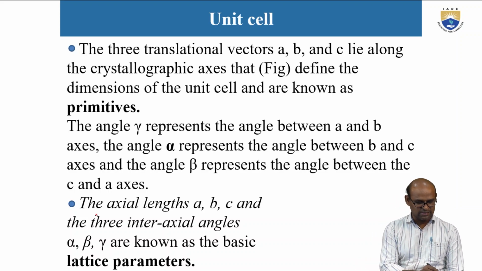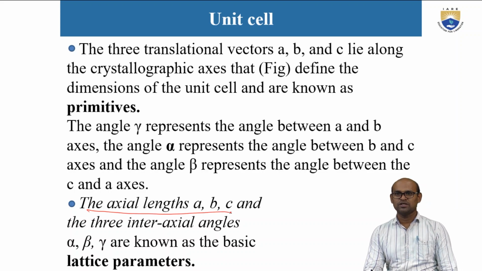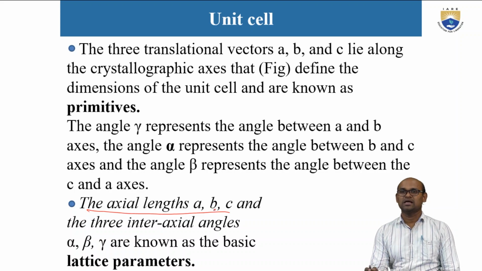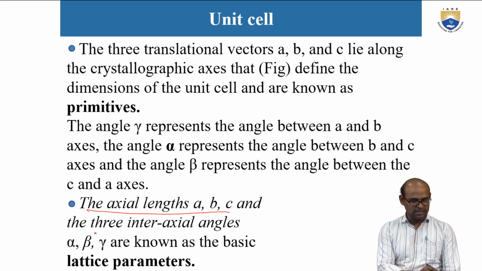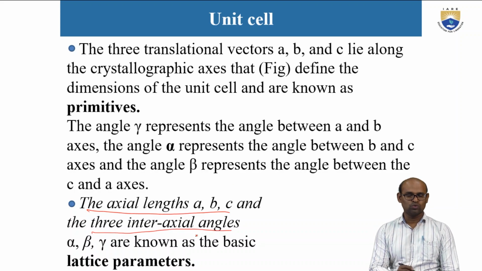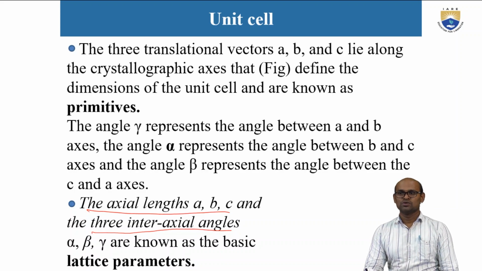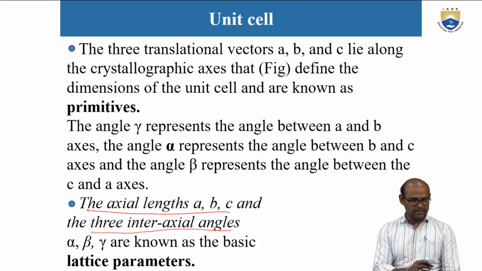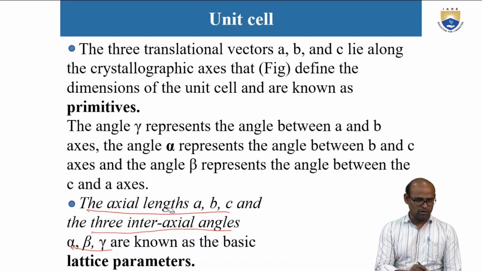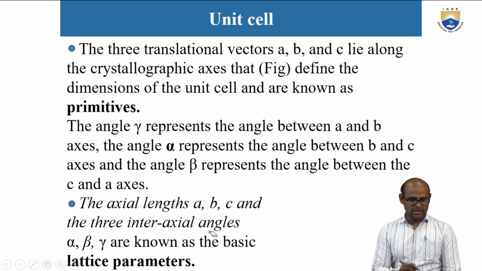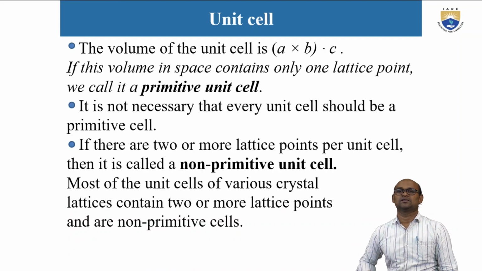So the axial lengths ABC are called as translation vectors. They are also called as axial lengths along x-axis, along y-axis, and along z-axis. These axial lengths and the interaxial angles alpha, beta, and gamma, these two together are called as lattice parameters. So lattice parameters are both axial lengths ABC and interaxial angles alpha, beta, gamma.